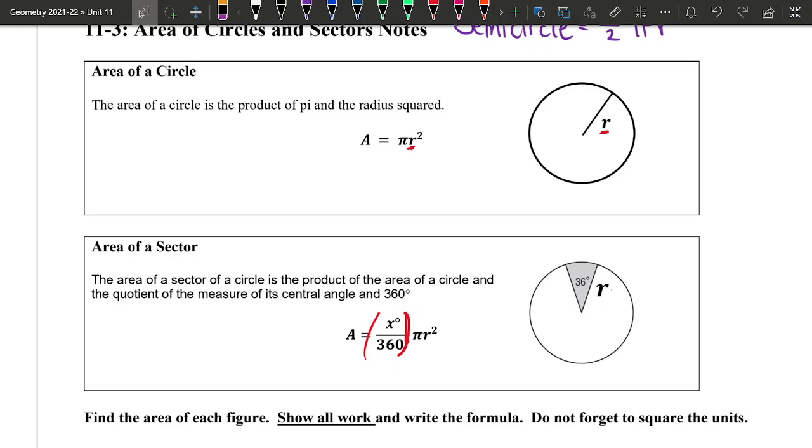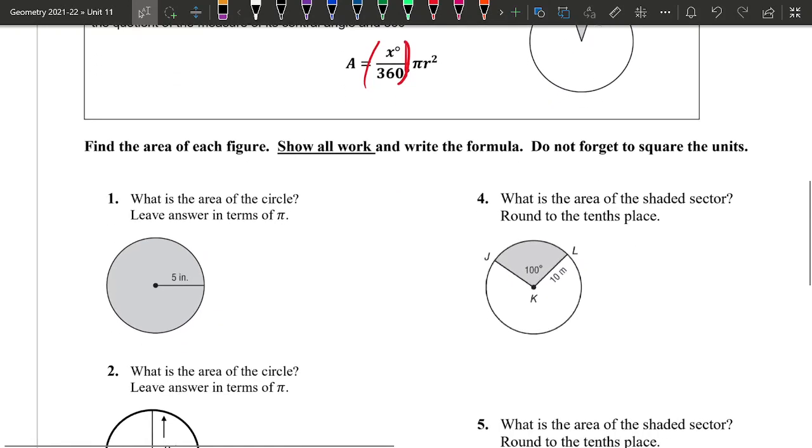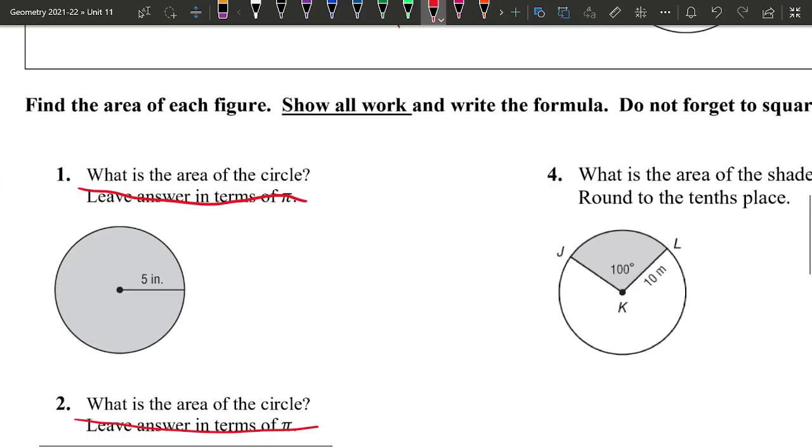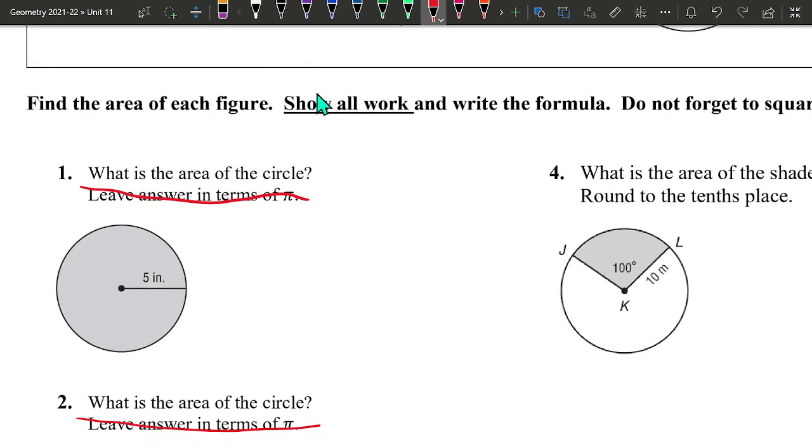Okay. So I'm just going to go through some examples. It does say in terms of pi, but I don't want to do this in terms of pi. We're going to round to the tenth place because that's how I have your test set up. So that's what we're going to do. What is the area of the circle? Well, all you need to find the area of a circle is the radius. Look at that, you have the radius. The radius is 5. So area equals pi r squared.